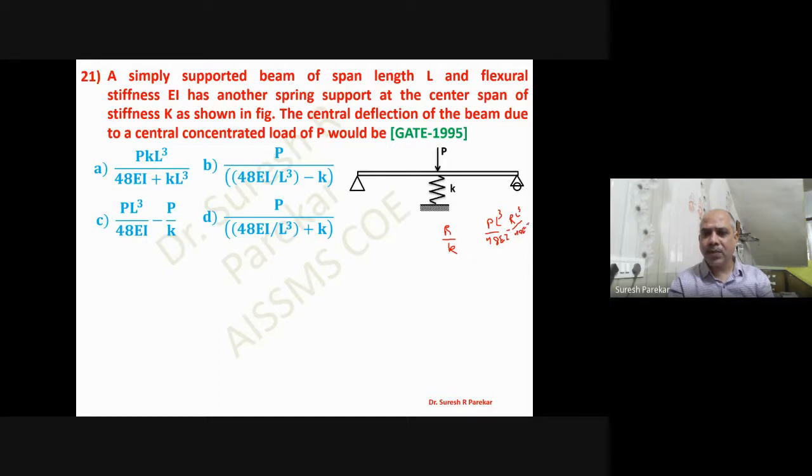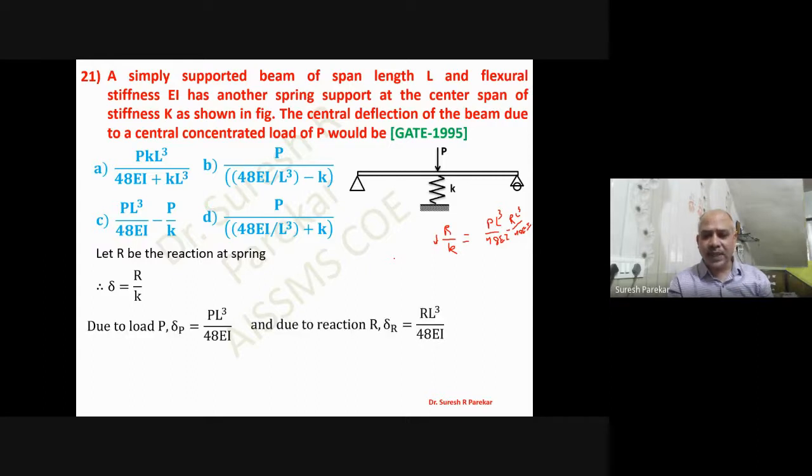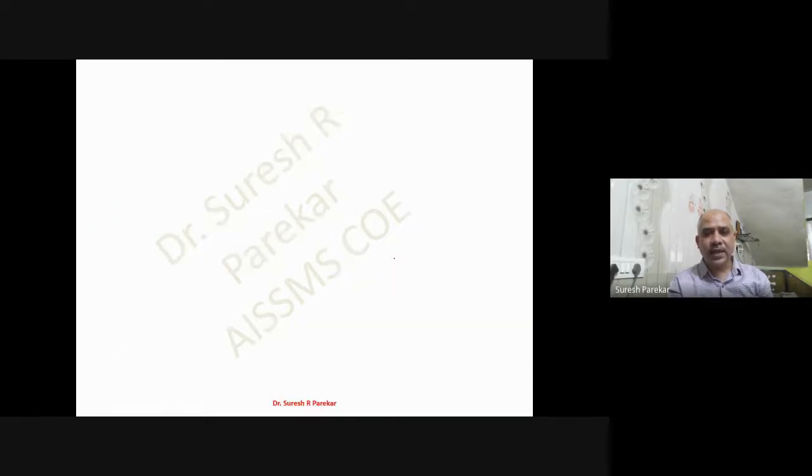So we are considering both at L by 2, and after removing we are going to get this. This we are considering downward, so this also downward, and this will be upward. And by using this, you can see the actual delta is due to load PL cube upon 48 EI, and due to reaction RL cube upon 48 EI, and by rearranging we are going to get the value, that is option A. Calculations you can see over here.